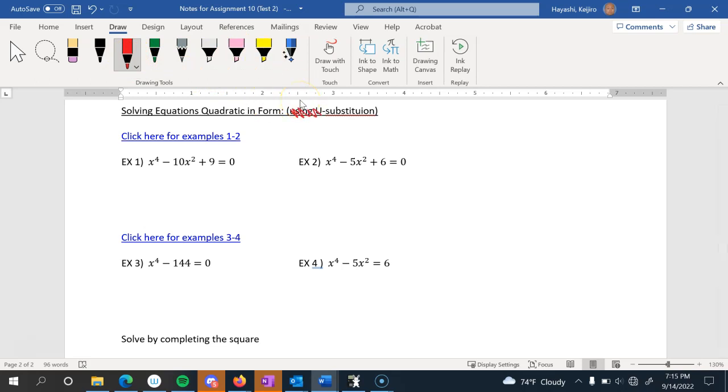We won't be using U substitution explicitly, because it's kind of a weird thing to think of. That's where you would say U equals x squared, and then replace this with U squared minus 10U plus 9 equals 0. But we'll just make a detour so that we don't have to pass directly through having to do a substitution.